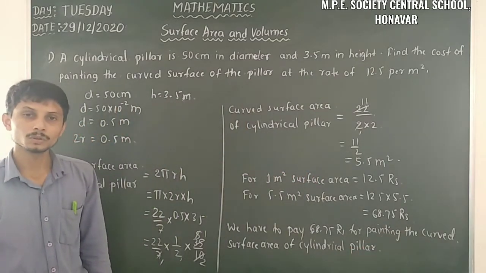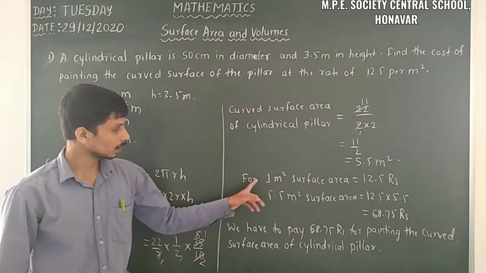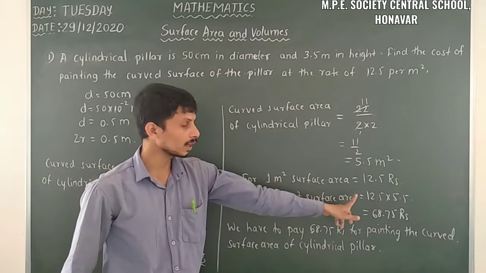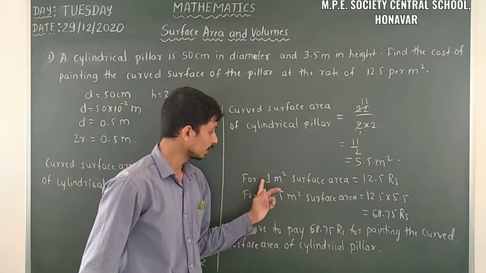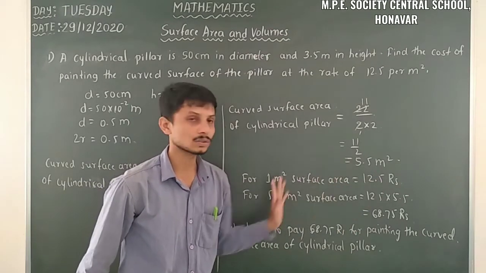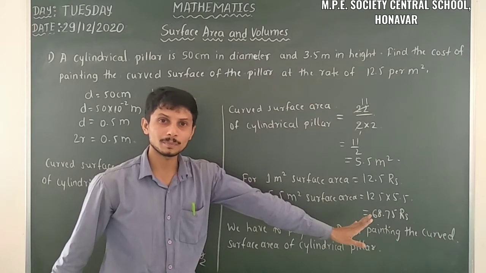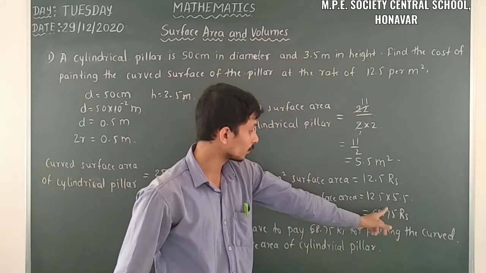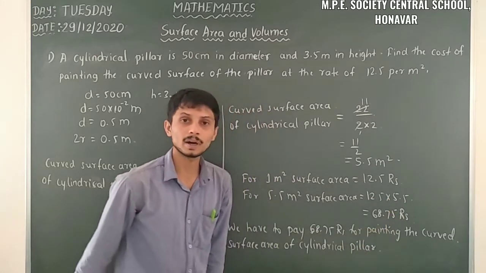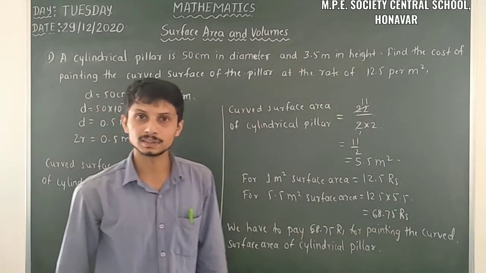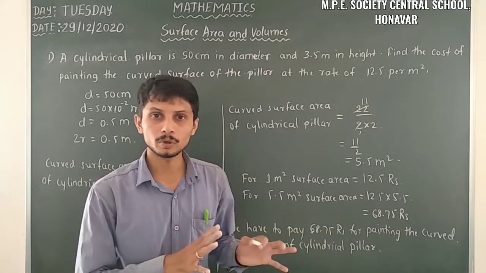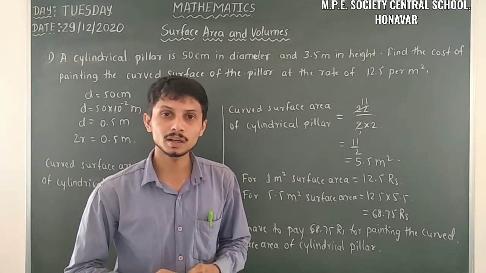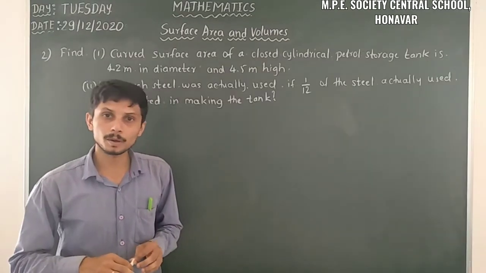Likewise we have to calculate: 1 meter square is 12.5 rupees, so for 5.5 meter square we have to multiply 12.5 into 5.5, that is 68.75 rupees. I hope you understood these things. There are many such problems, so let us move on to the next problem. Let's take the second problem here.